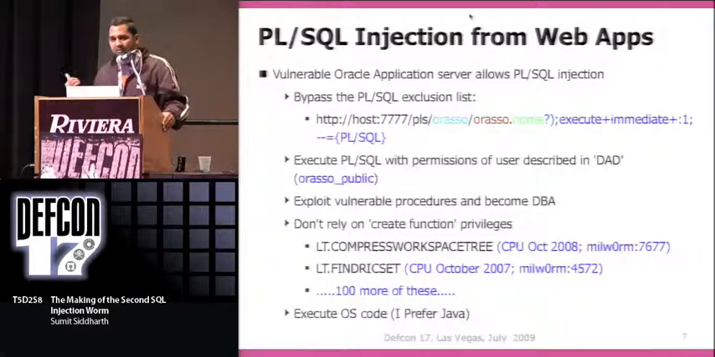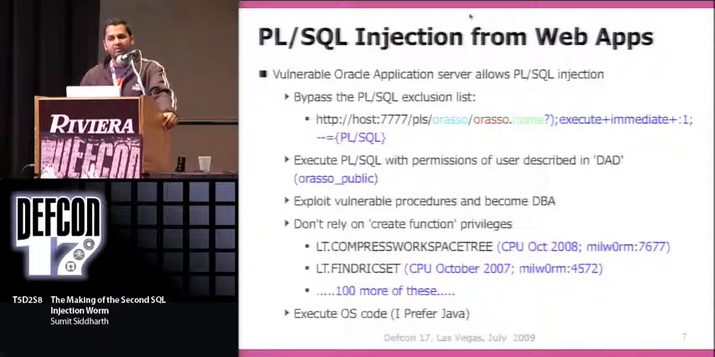In this particular example, this DAD user happens to be a really low privileged user. It's called aura_sso_public. SSO stands for single sign-on. It's one of the default packages which ships when you install Oracle application servers. This user doesn't even have the create function privilege. So to get past that, you use something called cursor-based injection exploits, and there are tons of them available on Milw0rm.